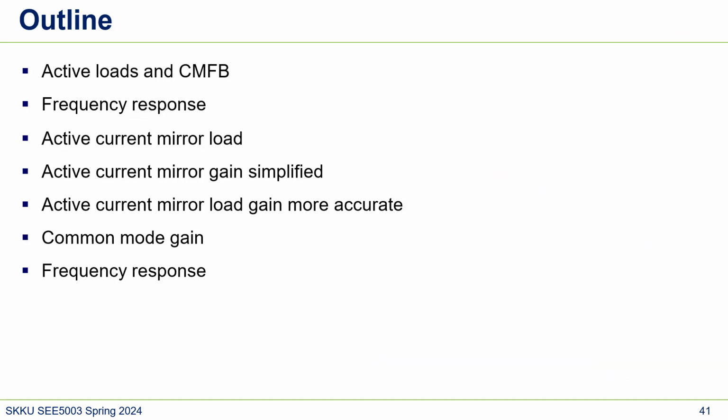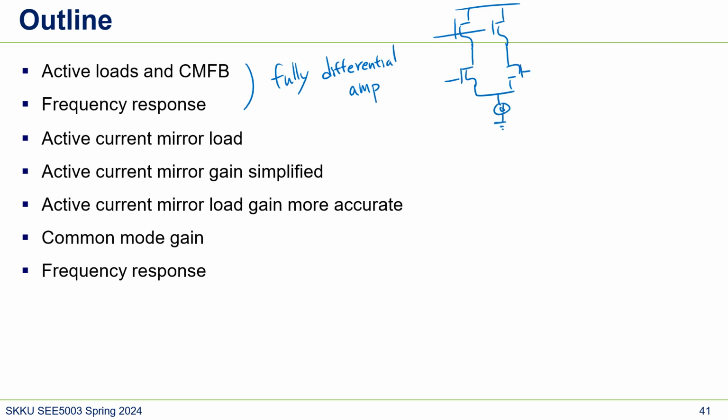So that's all for today. What we learned today was active loads and CMFB, and its frequency response, and these two are fully differential amplifiers, which look like this, with V out here, V out and V in. And then it requires common mode feedback.